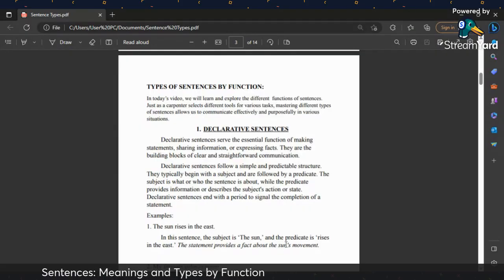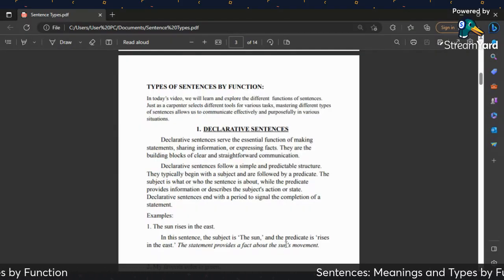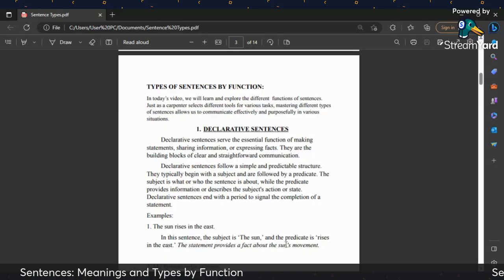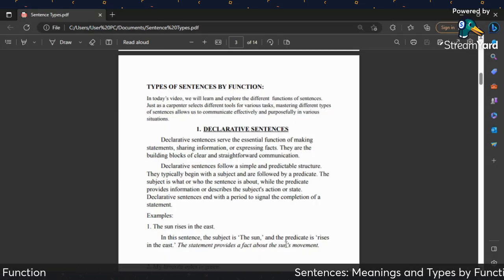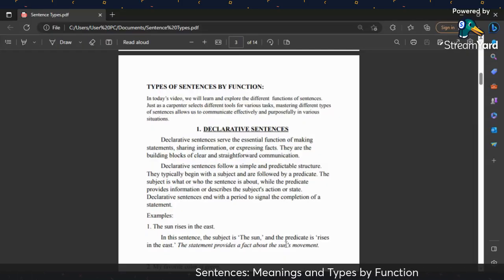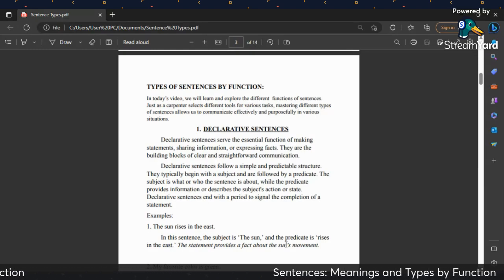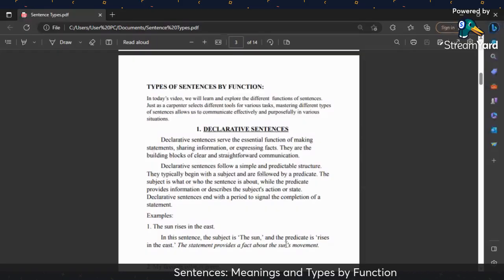And the first one is declarative sentences. The types of sentences by function. The first one is declarative sentences. And what do they do? Declarative sentences basically serve the essential function of making statements. We use them to make statements, to share information, and to express facts. And they are clear, they are straightforward. That is just it.